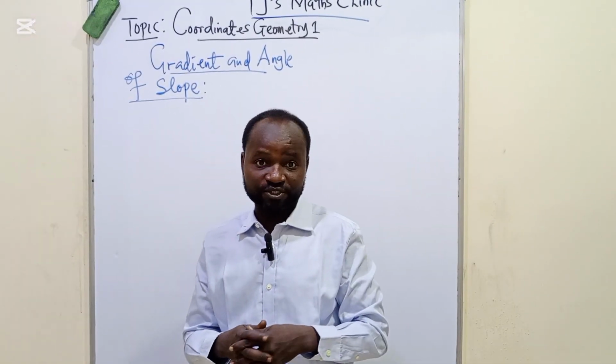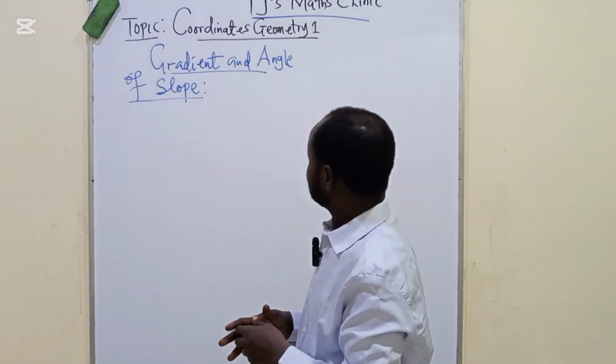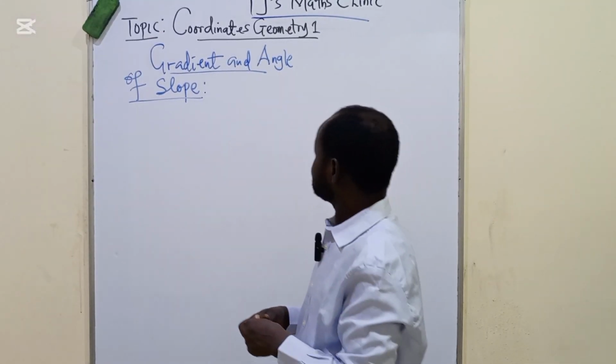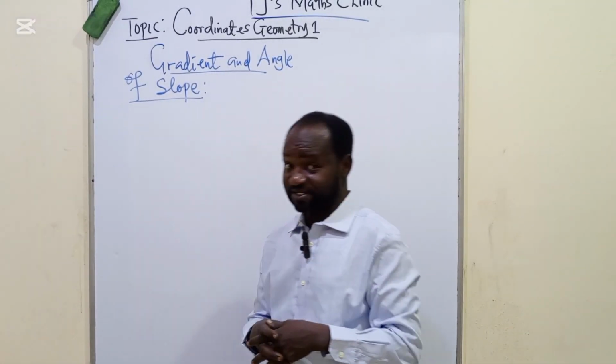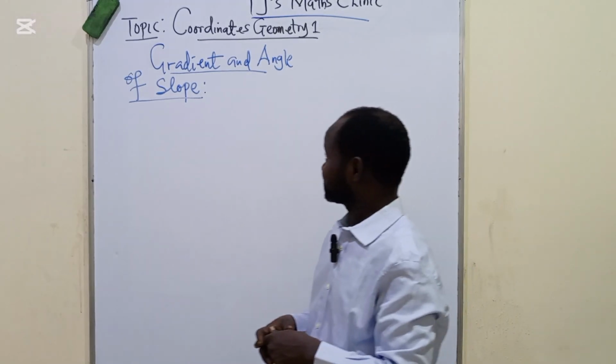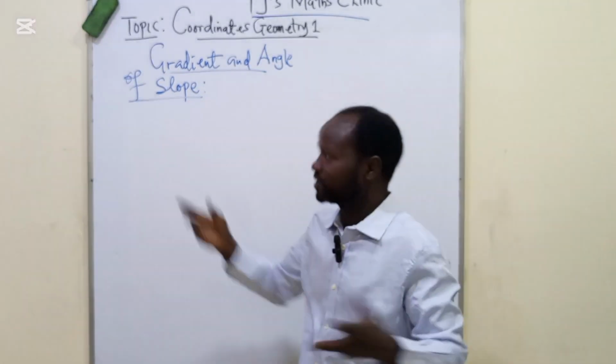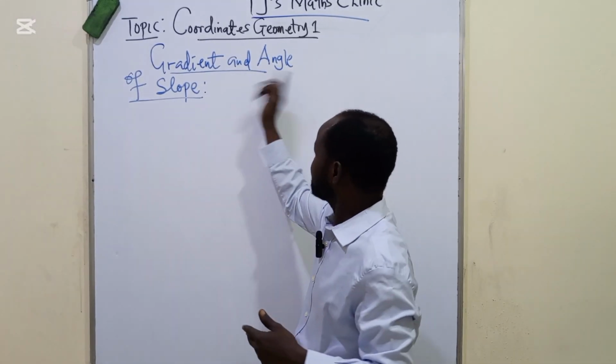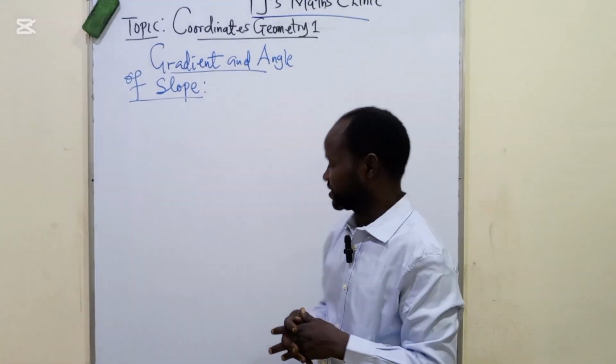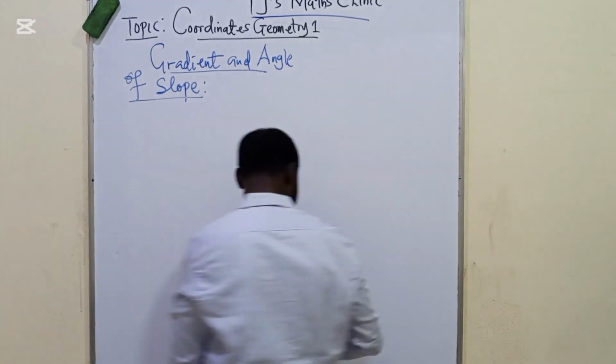In today's presentation, we continue with our lesson on coordinate geometry 1. In today's lesson, we are looking at gradient and angle of slope. The word gradient means slope. So we are looking at the concept of this angle of slope and the gradient. Let's look at the concept.